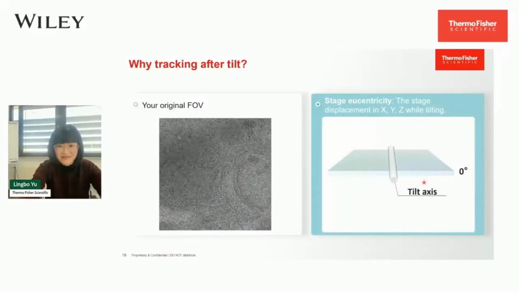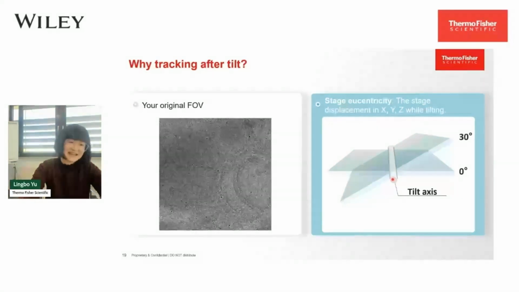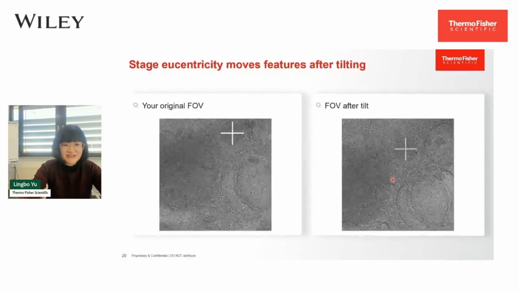In the right figure, we are showing a stage. We imagine it just tilts along the tilt axis. But in reality, when tilted, it also moves in X, Y, and Z. This will move your feature in the field of view. For example, the left image is, say, before tilting, and now after tilting, you can see the feature, the white cross, has moved.